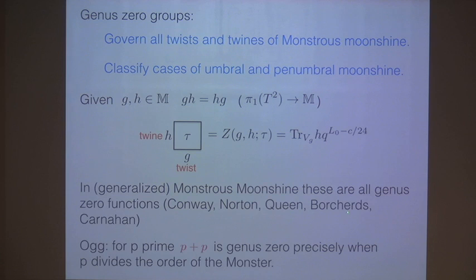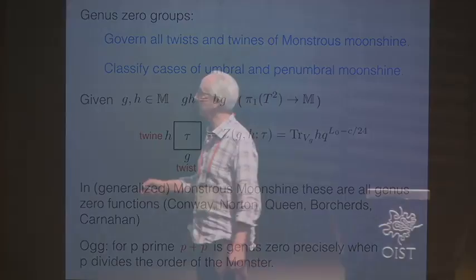And in this more general case, where you look at twists and twines, there were some early cases worked out by Larissa Queen. Norton made a general conjecture that these were all genus zero, and that conjecture has been proved recently by Scott Carnahan. One of the aspects pointed out very early on is that the group p plus, so that means gamma naught p, plus you add this Fricke involution to get a subgroup of SL2R, is genus zero precisely when p is one of the primes dividing the order of the monster, which is a finite list of now special primes.